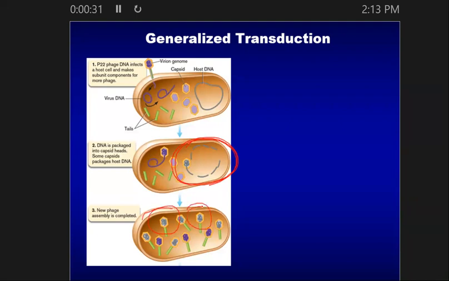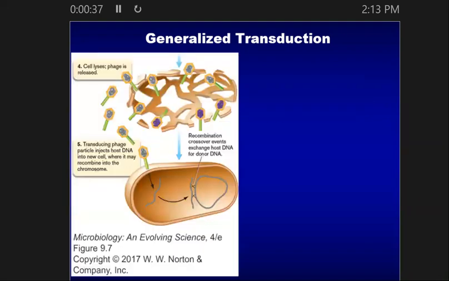Now you have to imagine when this cell lyses open, it will allow for those phages to get out. And if a phage that has some of the host DNA captured in it goes to a second host and injects that into the second host, then that second host may get genes from the first host that it maybe never had before. It's something that could help them adapt better, give them that adaptive fitness to their current environment. And so the general idea, that word is general because it's pretty much random pieces of DNA that can get taken up by the virus.